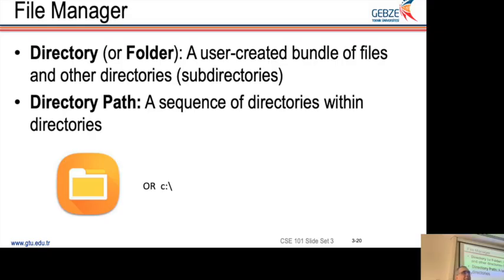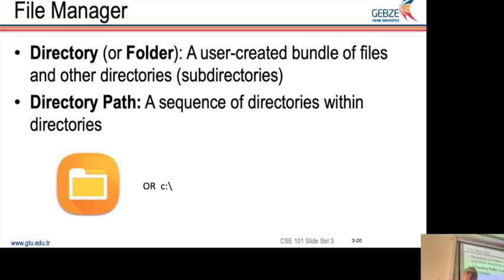When we have the file manager, it is basically the data stored in more stable memory, hard drive or other kind of memory. The organization of those data, organization structure, is named as folder or directory.